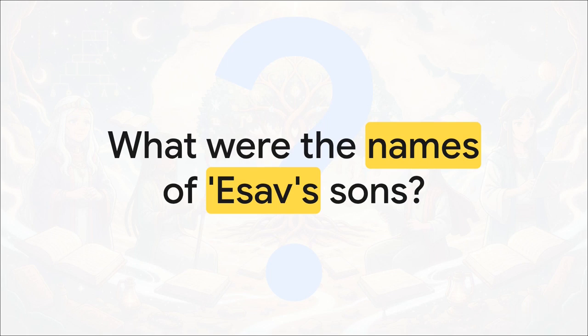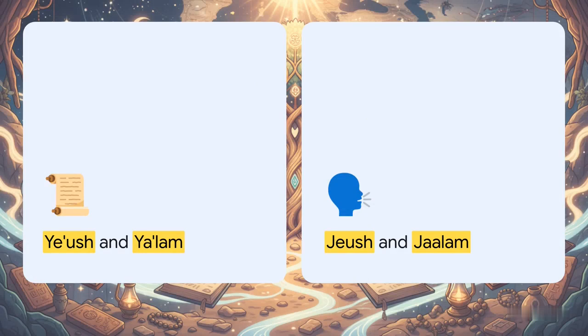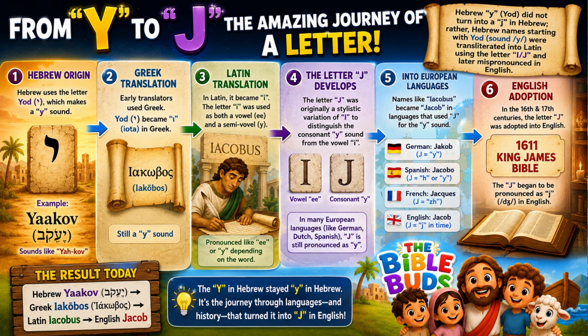Let's solve this mystery. You see, in ancient Hebrew, instead of a J, they used a letter called Yod, which makes a Y sound. That means a guy we know as Jacob was originally called Yaakov. Joseph was actually Yosef, and Judah, Yehuda. It sounds totally different, doesn't it? But if their names started with a Y sound, how did they eventually transform into the hard J sound that we use in English today?